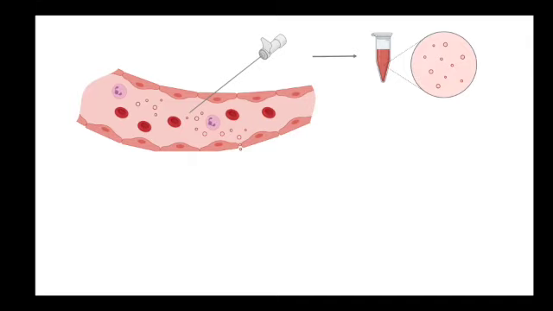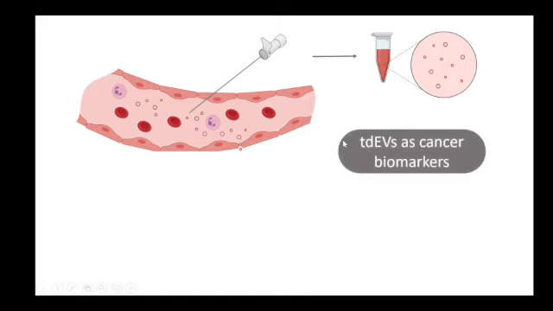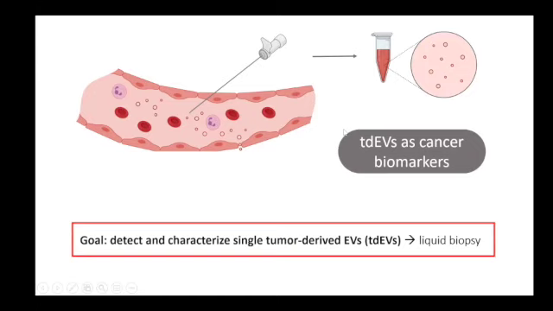Or we could enumerate the tumor-derived vesicles to say something about the prognosis of the patient. Or even better, we could characterize the vesicles to select an optimal therapy. So we could use the tumor-derived vesicles as cancer biomarkers. And the goal of the work that I will be presenting was to detect and characterize single tumor-derived vesicles in a liquid biopsy. But it is not that easy, and there are many problems involved.